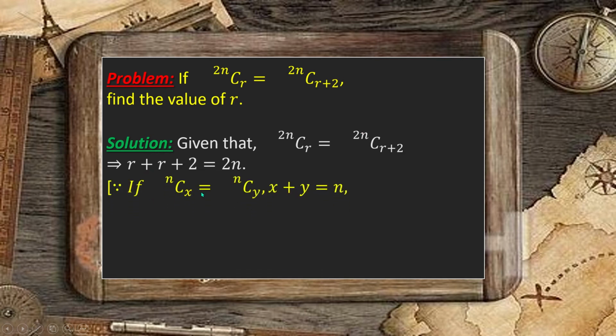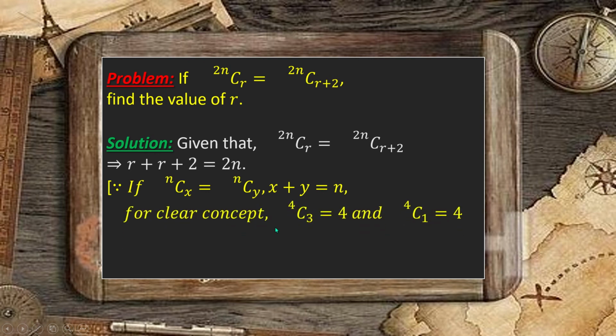Formula: if nCx is equal to nCy, we can write x plus y is equal to n. That means this plus this is equal to this or this. That means this and this are the same.